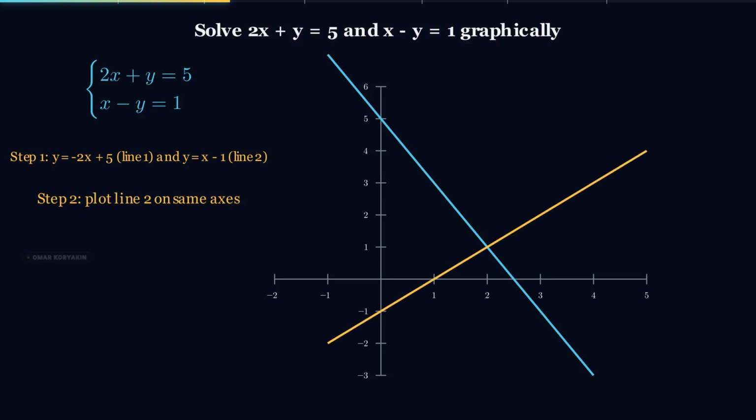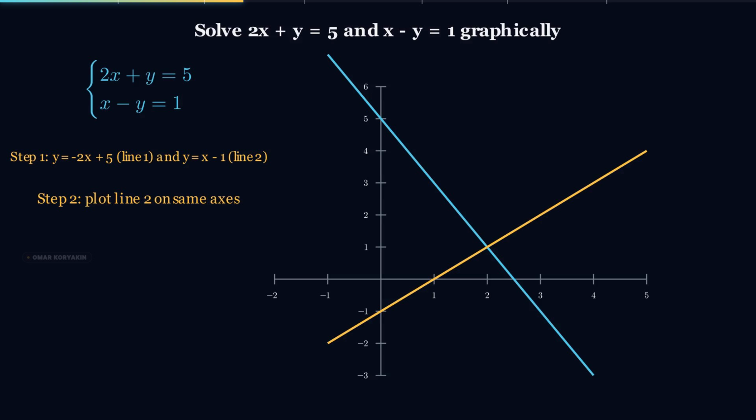Step 2. Plot both lines on the coordinate plane. The first line passes through 0, 5 with slope negative 2, going down 2 units for every 1 unit right. The second line passes through 0, negative 1 with slope 1, going up 1 unit for every 1 unit right.